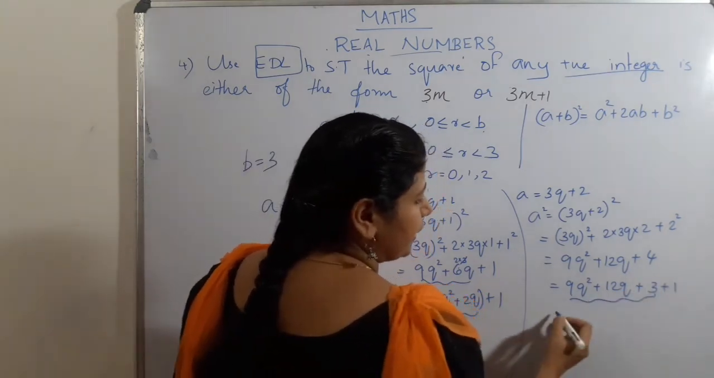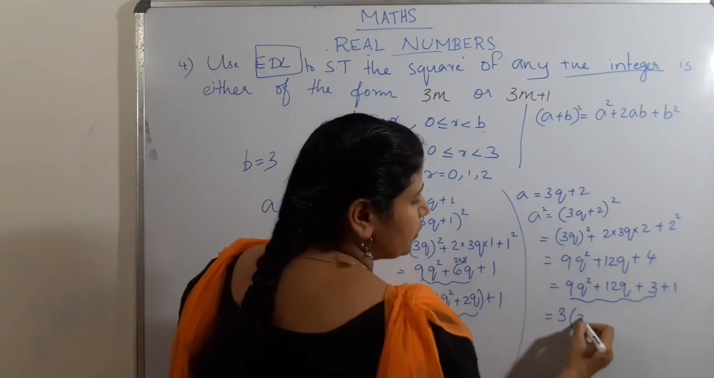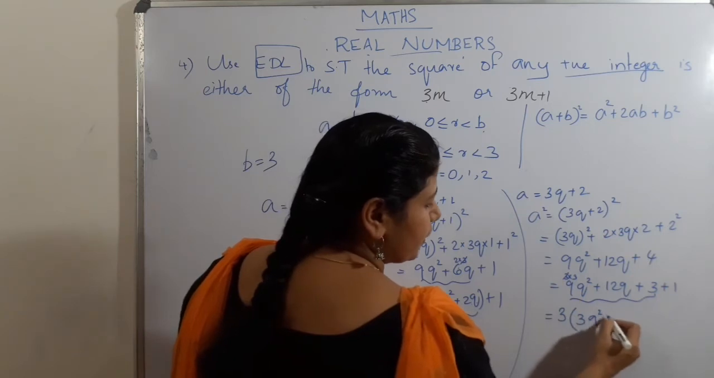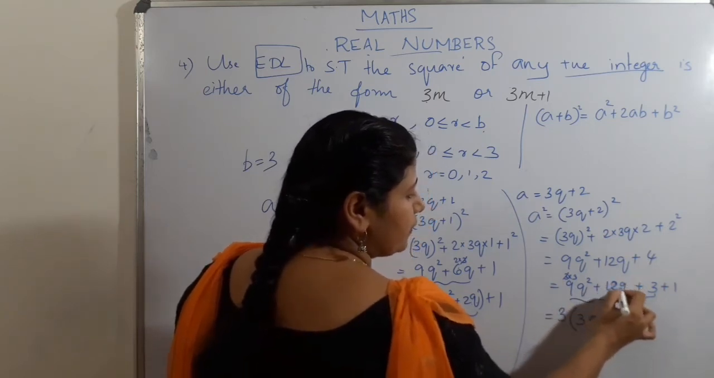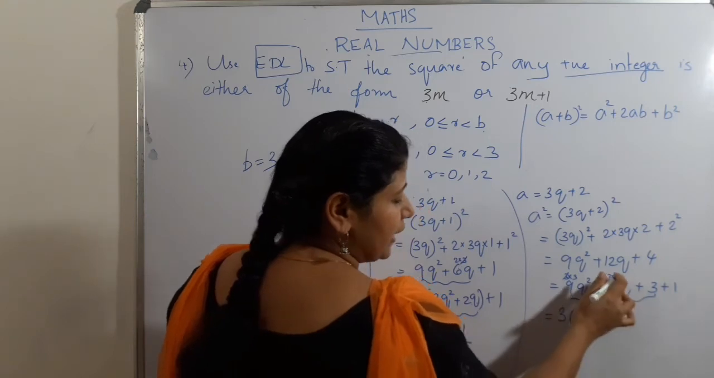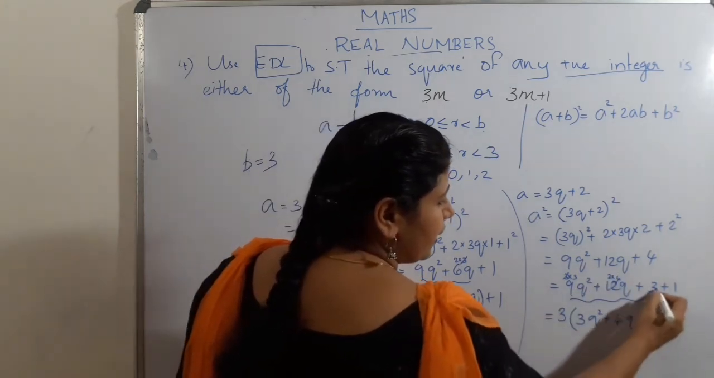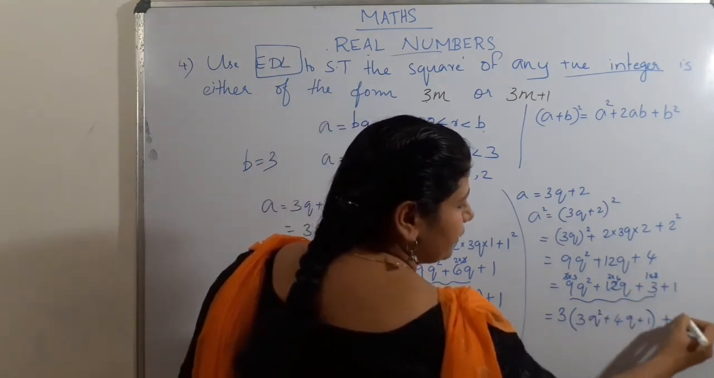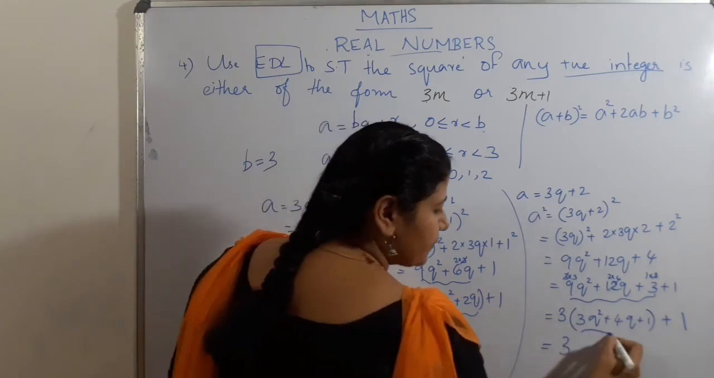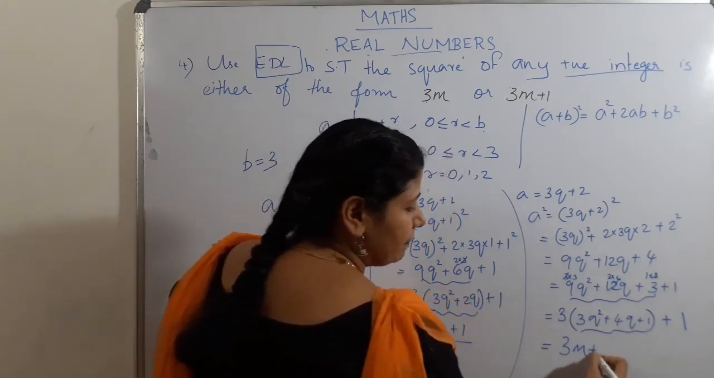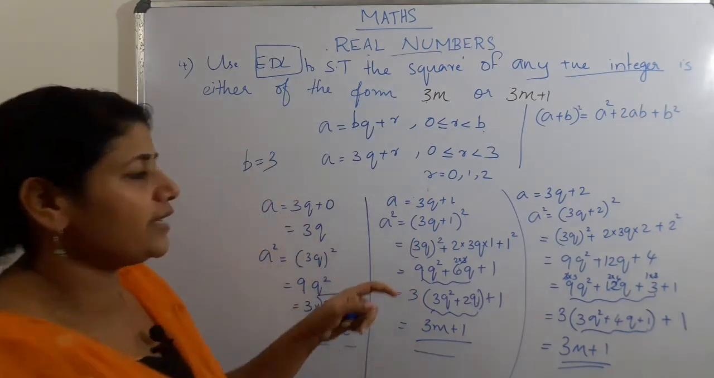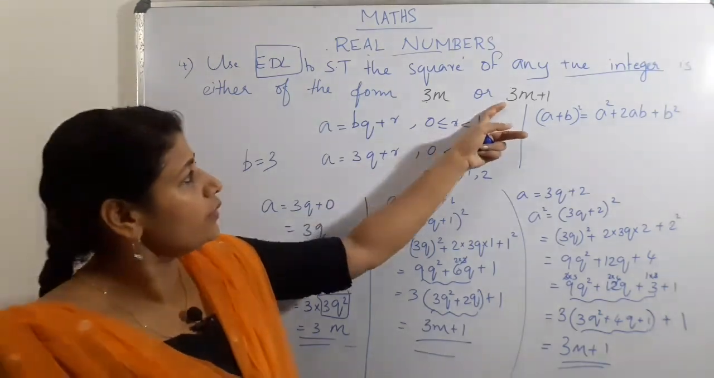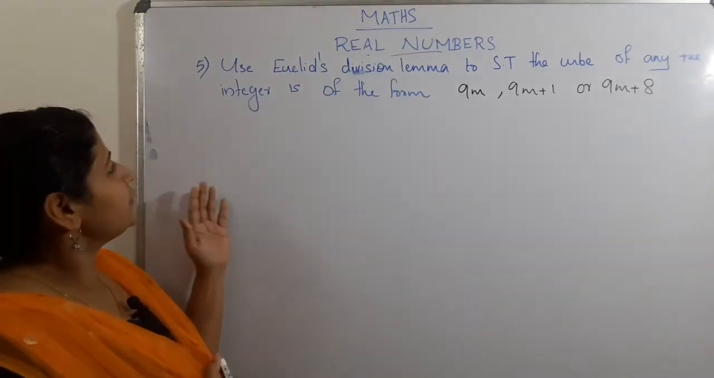From all the 3 terms, I am taking 3 outside. Then it will be 9 is 3 into 3. So if you are taking 3 outside, it will be 3q square. And 12 is 3 into 4. So if you are taking this 3 outside, then it will be 4q. And 3 is 1 into 3. If you are taking this 3 outside, it will be 1. Then the 1 itself. And I am substituting for this m, then it will be 3m plus 1. So all these 3 conditions satisfy 3m or 3m plus 1. So hence the proof.